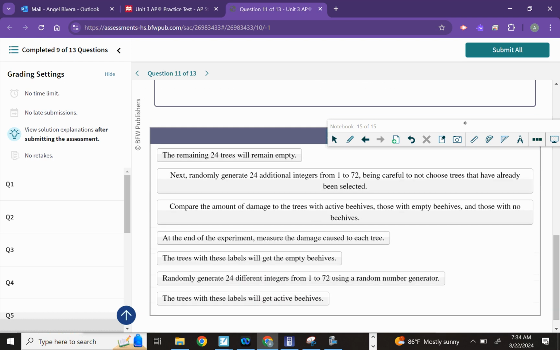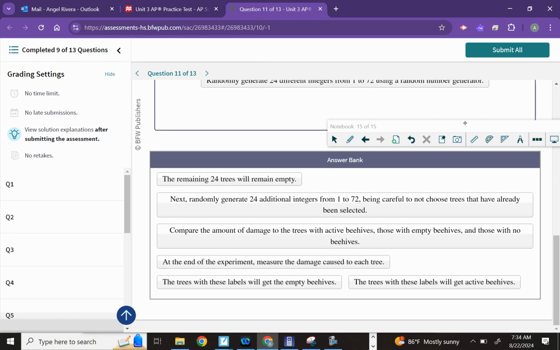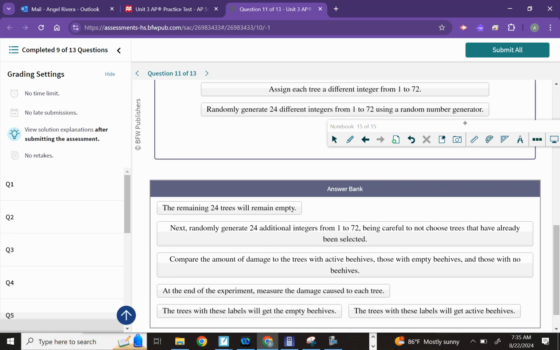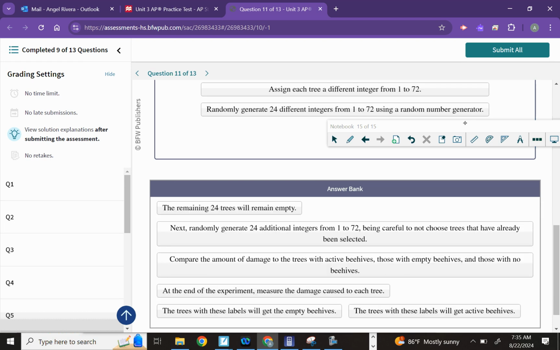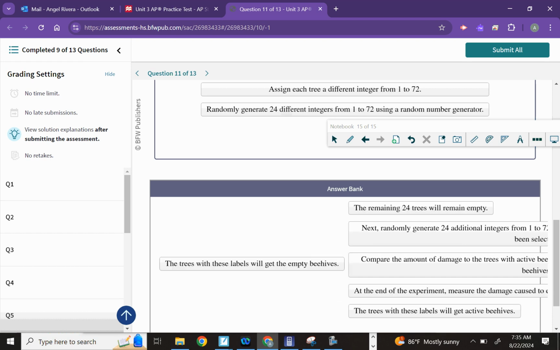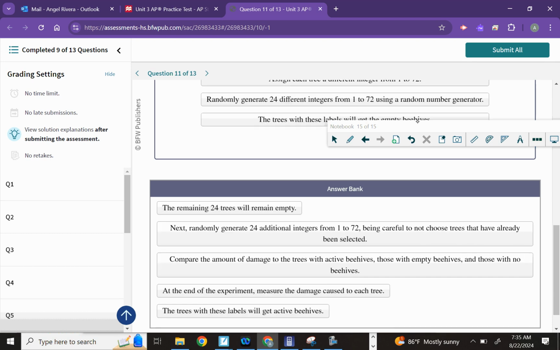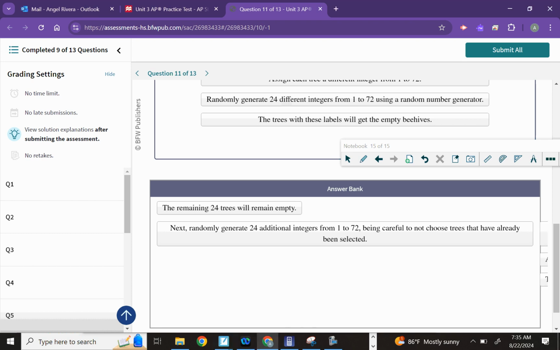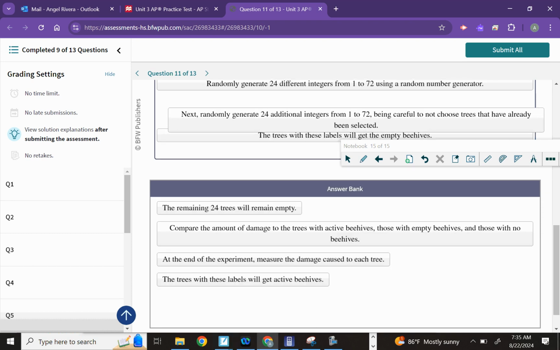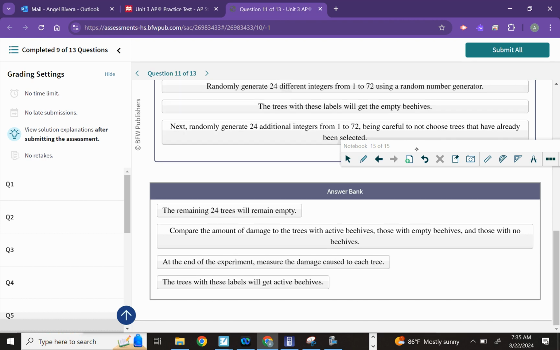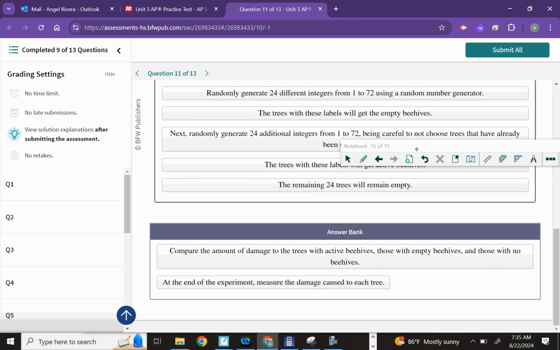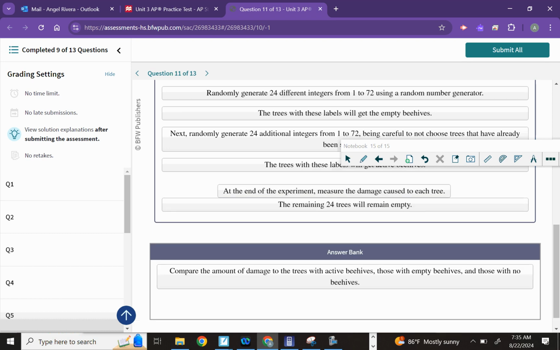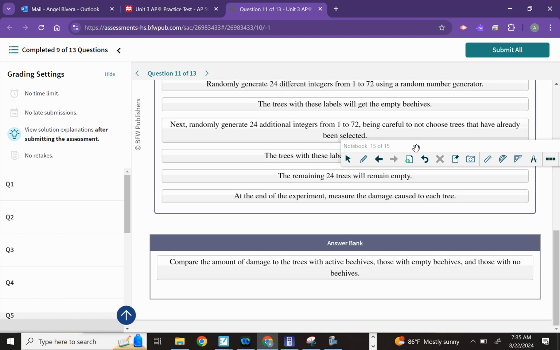Okay, and then we need to randomly generate 24 different numbers using a random number generator. The trees with these labels will get the empty beehives. Okay, next randomly generate integers 1 to 72. Careful not to choose trees that have already been selected. These trees will get the active beehives and then the remaining. Then we measure the damage and then we compare.